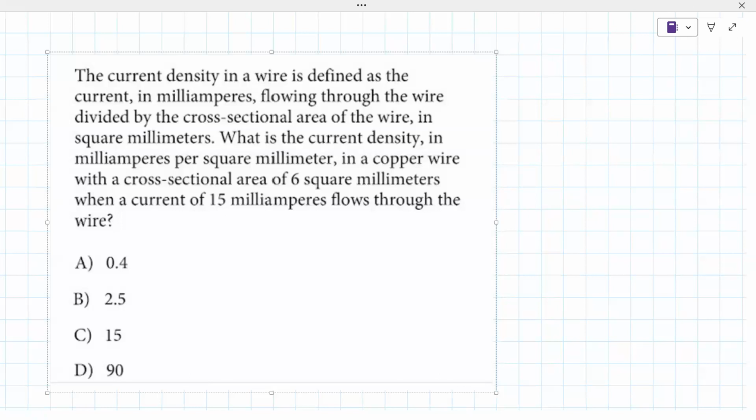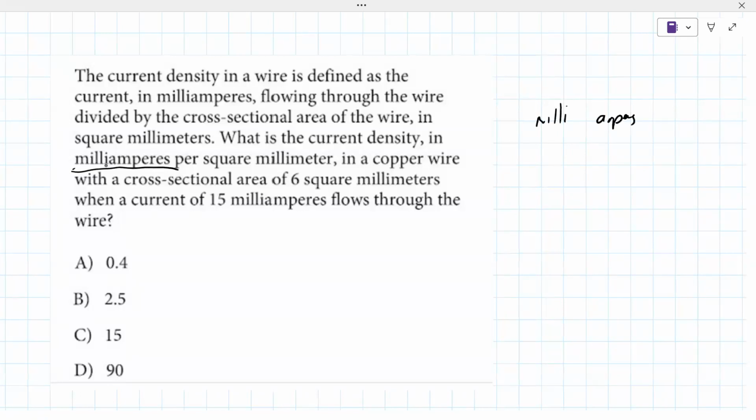What is milli? Millimeters, milliamperes. Yeah. Milli is the prefix, and then amperes is the actual measure of current. So, okay.